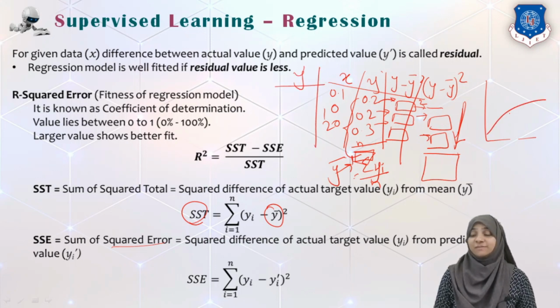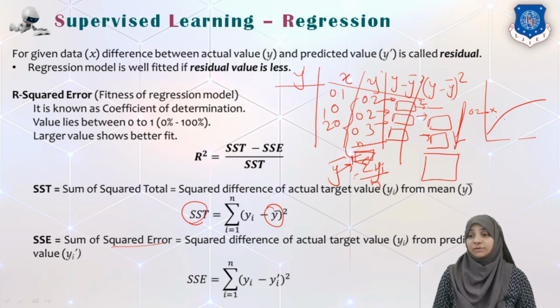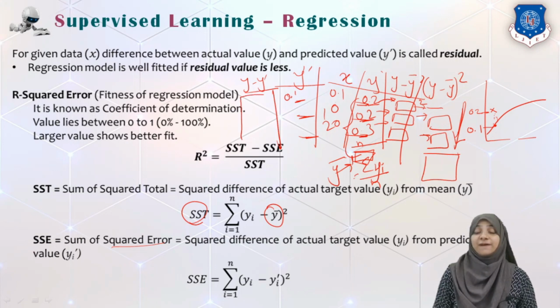Say for example, this is my regression line, this is my actual value of y, say 0.2, and according to this model, if I project this line, it is predicting a value of 0.1. So this y dash is 0.1 for y equal to 0.2. So we will calculate the difference between y and y dash, that is this value minus this value, likewise this value minus this value, this value minus this value. So we will have the final calculation of y minus y dash.